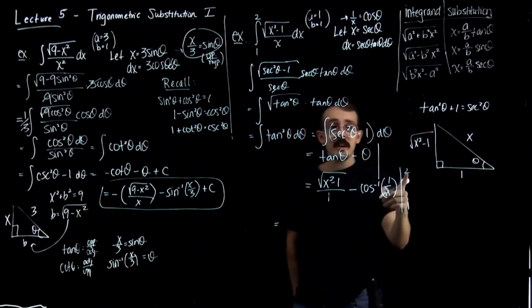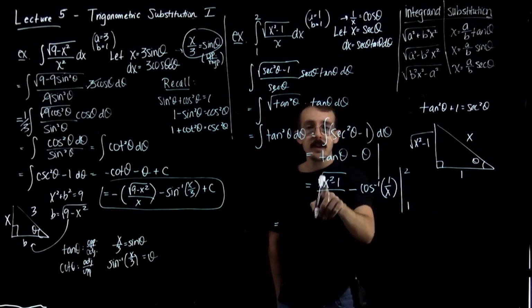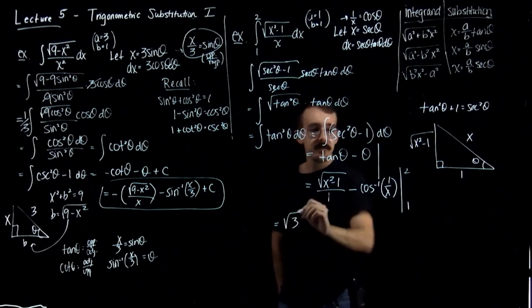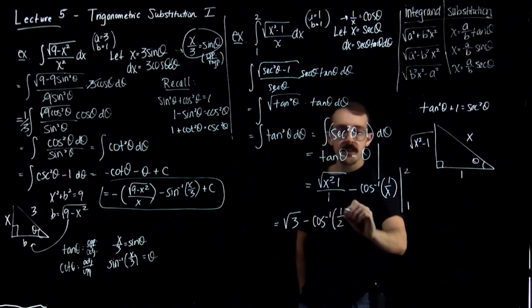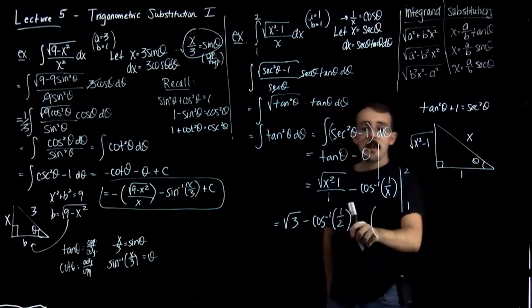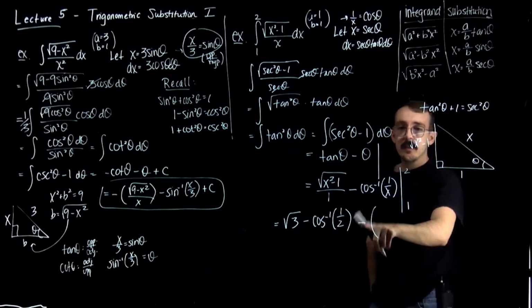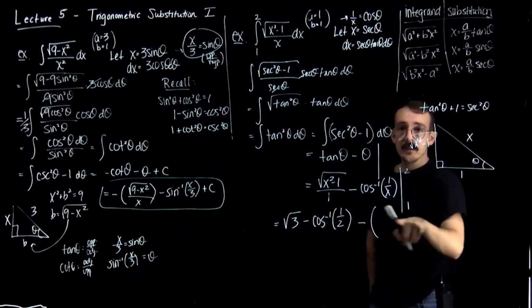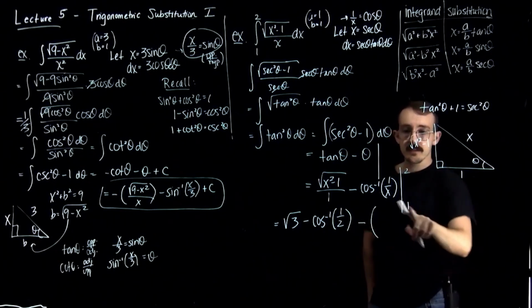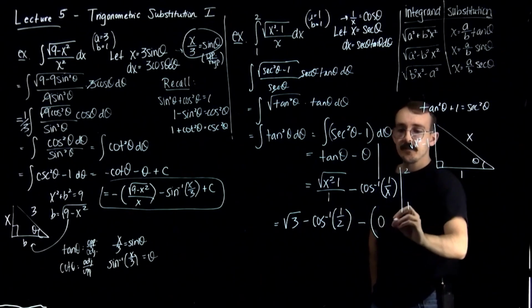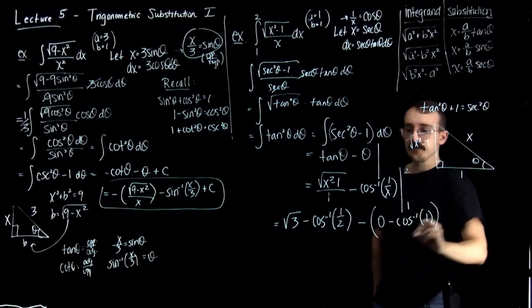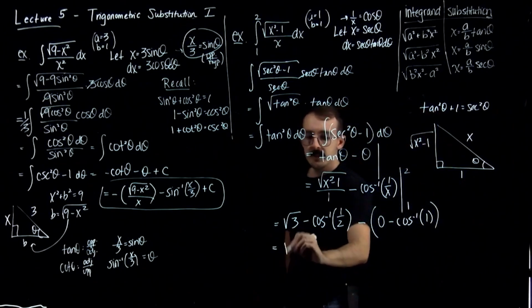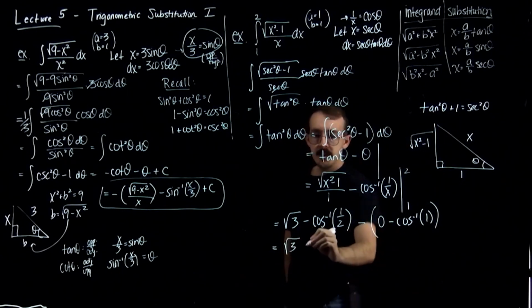So to finish the problem, I need to evaluate this. If you plug in 2, you get 4 minus 1, this is root 3, minus cosine inverse of 1/2, minus, and then put a parenthesis before the next part here, because you're going to subtract all of this. If you plug in 1, you get 0. And we get minus cosine inverse of 1. So this is going to be root 3.